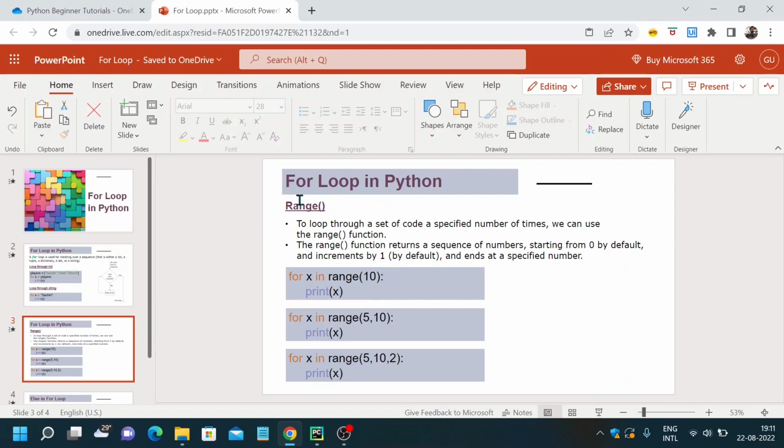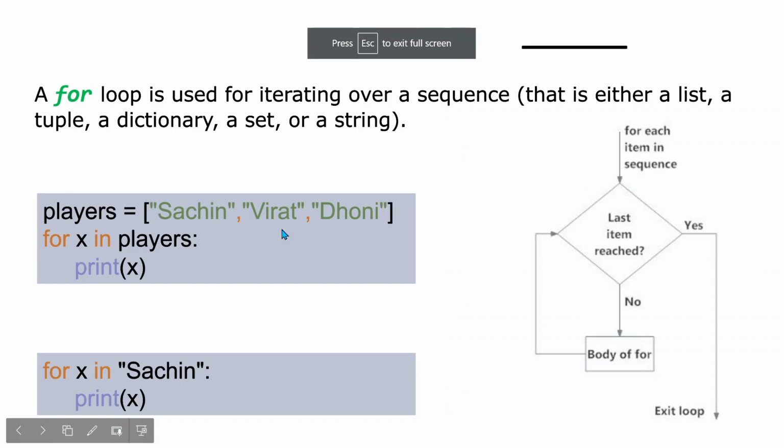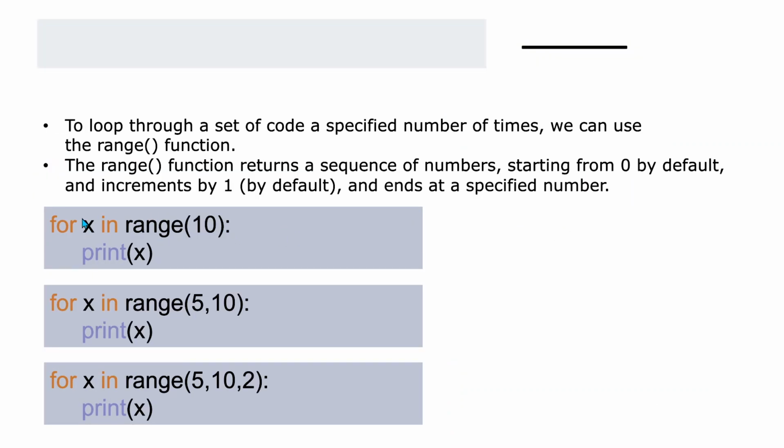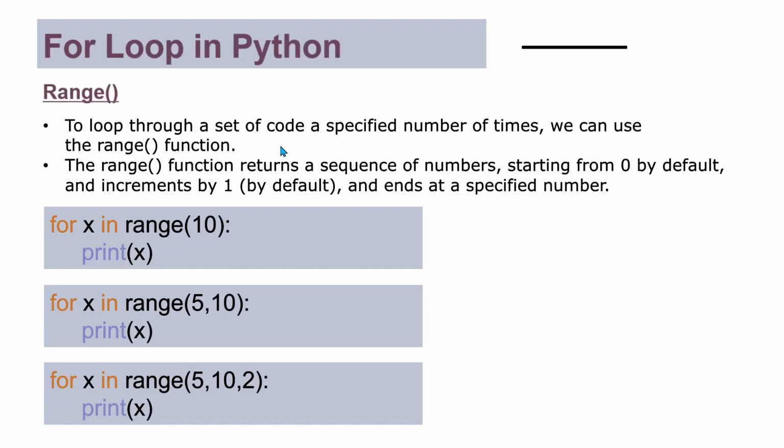Jumping on to our next topic, let's try to understand how range works in Python. There is something called range. By the name itself, you can understand that it is used to loop up to a certain range. To loop through a set of code a specified number of times, we can use the inbuilt range function. The range function returns a sequence of numbers starting from 0 by default, incrementing by 1 by default, and ending at a specified number. Do not worry if the definition is confusing. I will show you an example so that you will have a clear understanding.